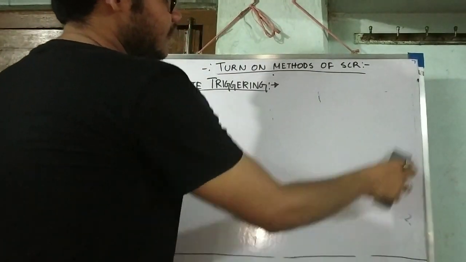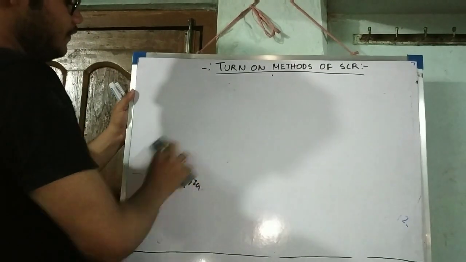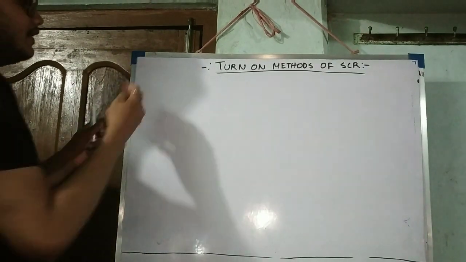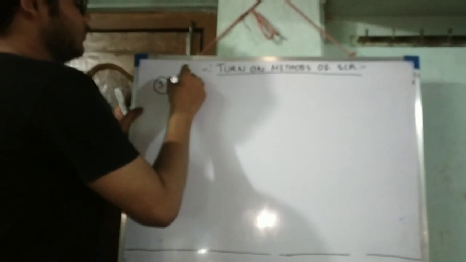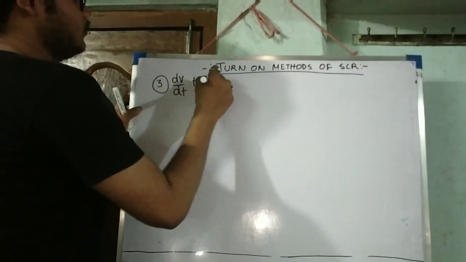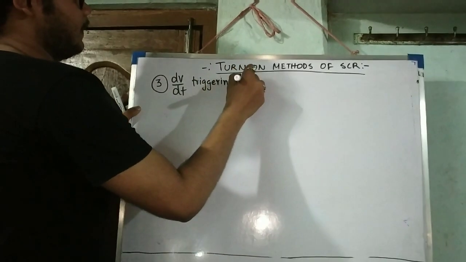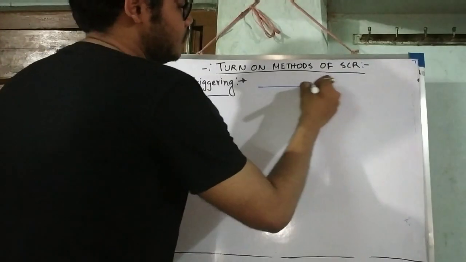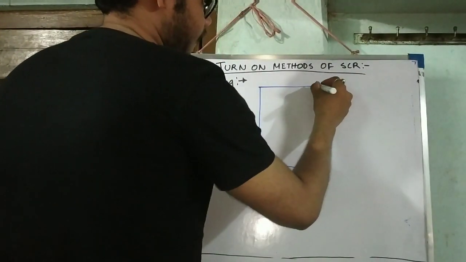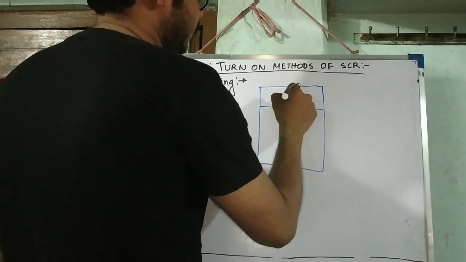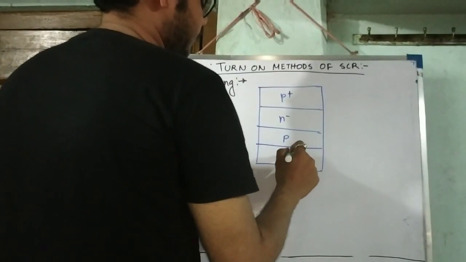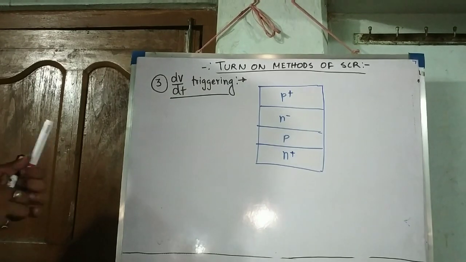The third triggering method is dv/dt triggering. So what is dv/dt triggering? The dv/dt triggering is basically a surge triggering. Let us see how this is achieved. Suppose this is your thyristor.